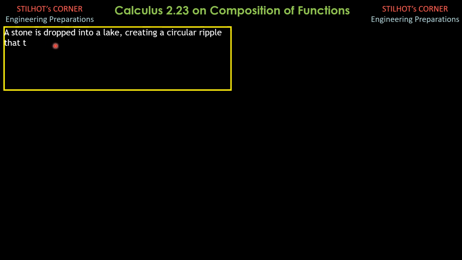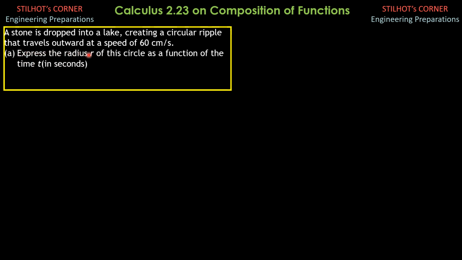A stone is dropped into a lake, creating a circular ripple that travels outward at a speed of 60 centimeters per second. Express the radius r of the circle as a function of the time t in seconds. If A is the area of the circle as a function of the radius, find A of r, or area as a function of r, and interpret it.